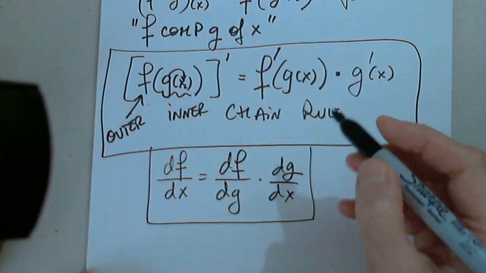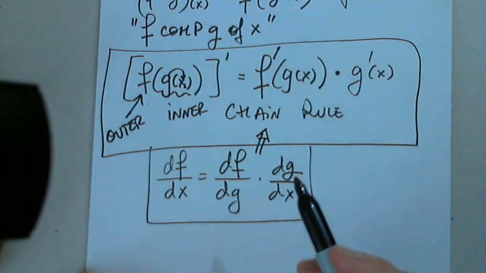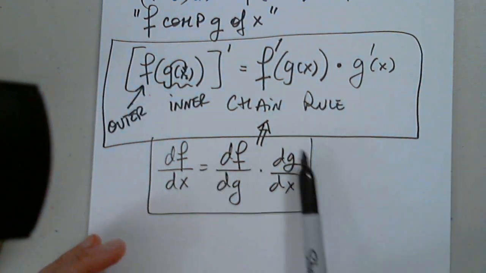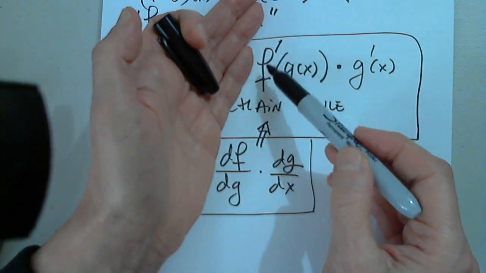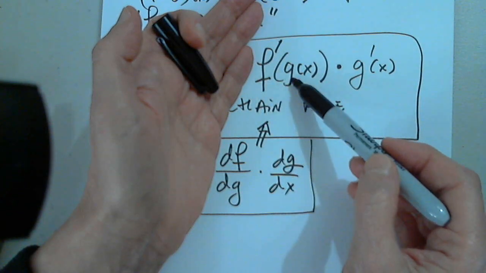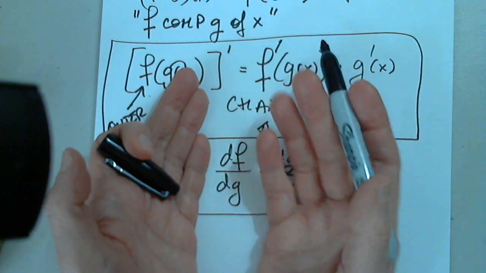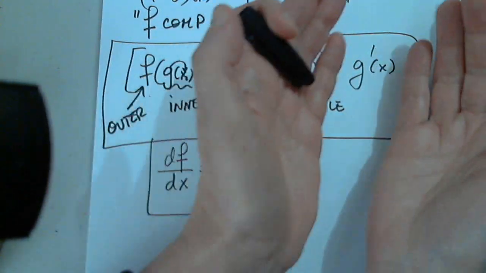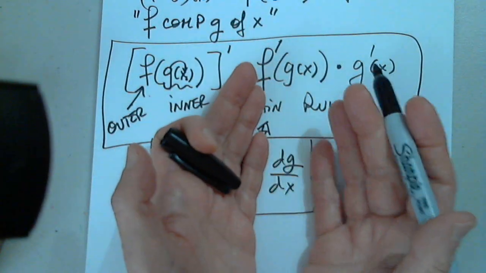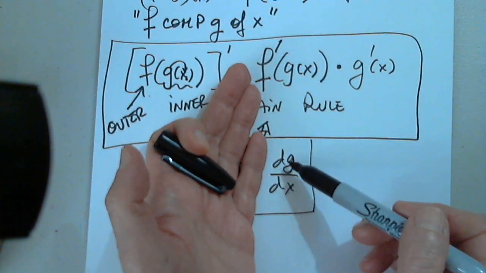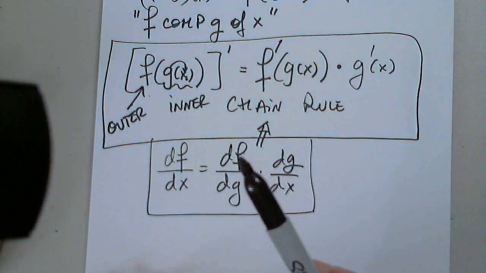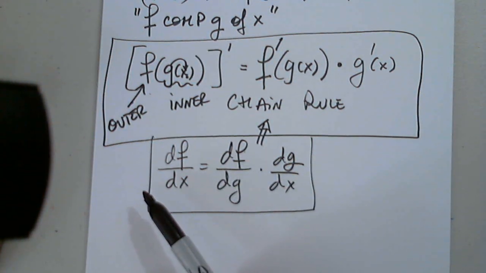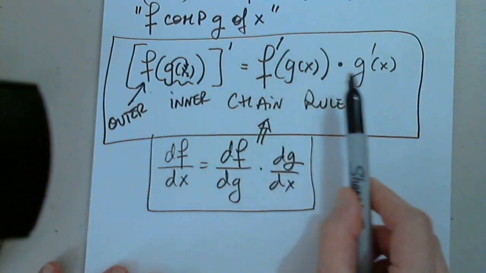This is another way of writing the same thing. I know it looks confusing, but it's the same thing. Here it says the derivative of f with respect to g. The derivative of f with respect to g. This one is g prime, which we know can be written as the derivative of g with respect to x. So again, this looks confusing, but it's exactly the same.